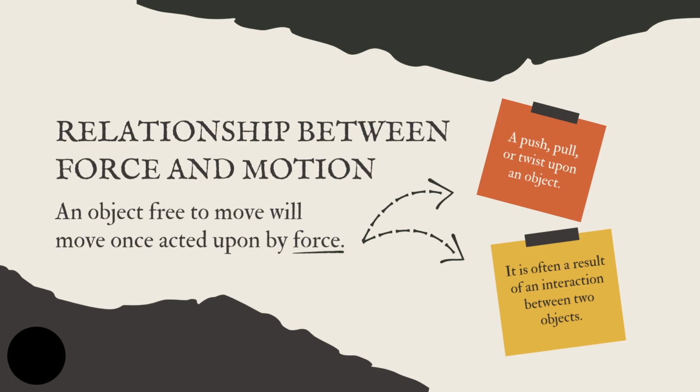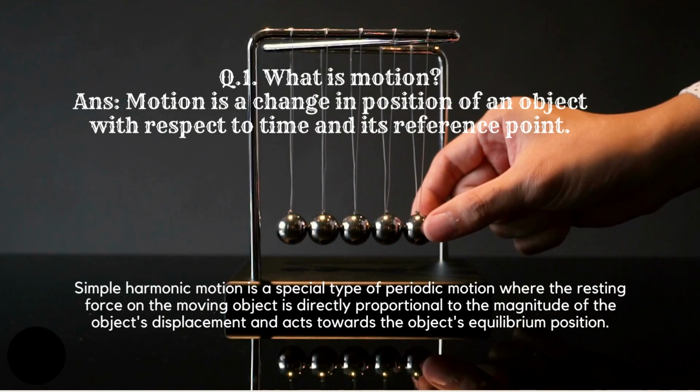Relationship between force and motion. An object free to move will move once acted upon by a force. A force is a push, pull, or twist upon an object. It's often a result of an interaction between two objects.